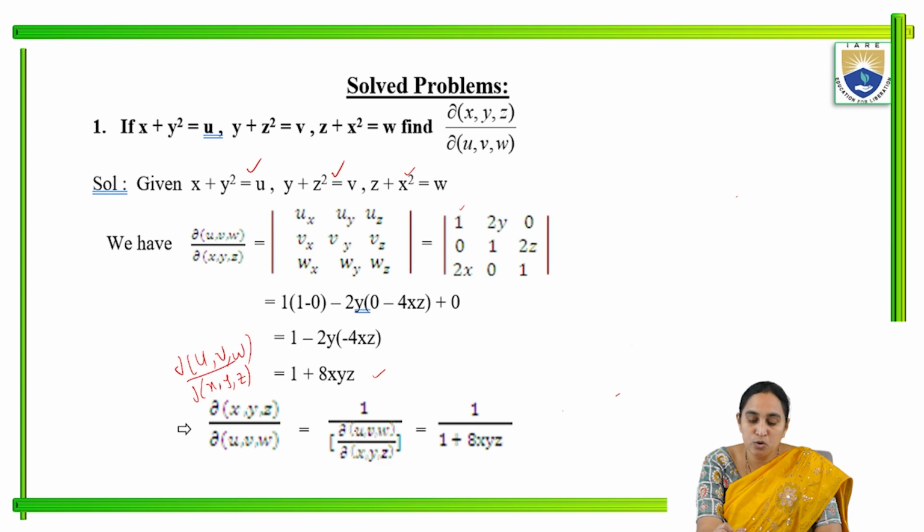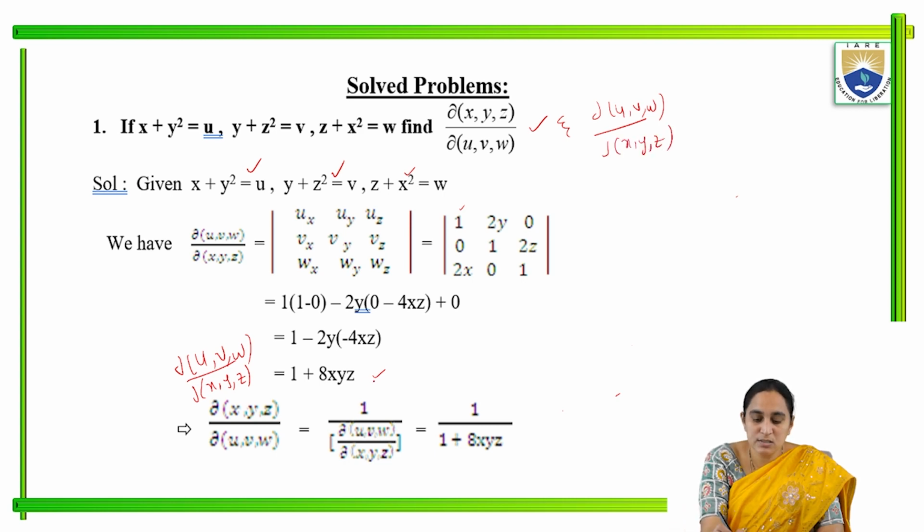If you know the dou of uvw by dou of xyz value, then what is the reciprocal? That is 1 by dou of uvw by dou of xyz, which is equal to dou of xyz by dou of uvw. After getting dou of uvw by dou of xyz, substitute there, that is 1 by 1 plus 8xyz. Therefore, the given question dou of xyz by dou of uvw value is 1 by 1 plus 8xyz. Sometimes they directly ask dou of uvw by dou of xyz. In that case, this is the answer, that is 1 plus 8xyz.